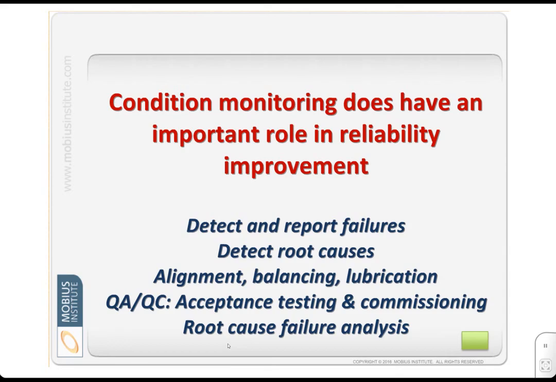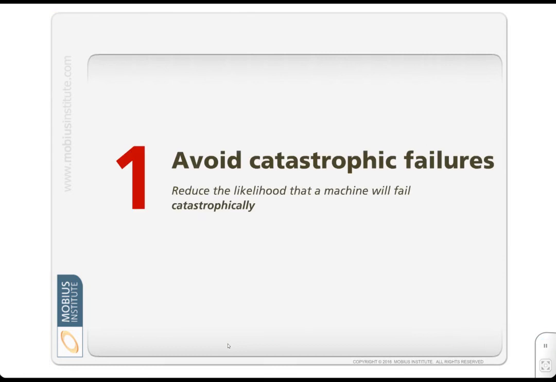So back to the condition monitoring picture. If condition monitoring is your main environment, and all the things I talked about may feel outside your scope, well, condition monitoring still has a very important role to play.